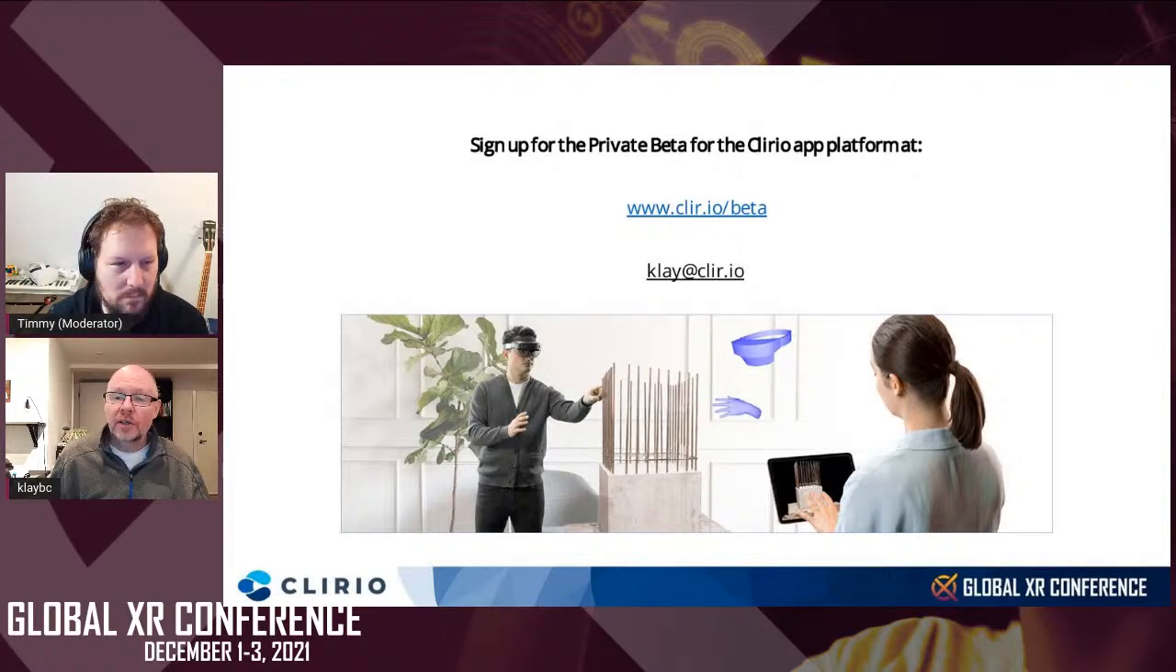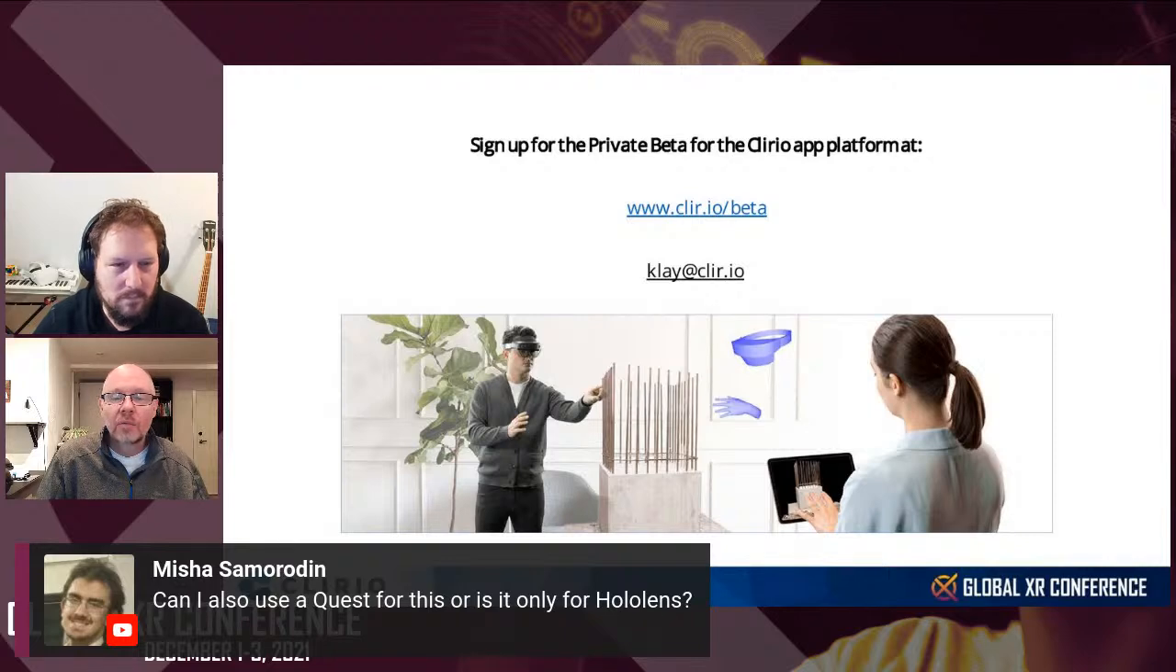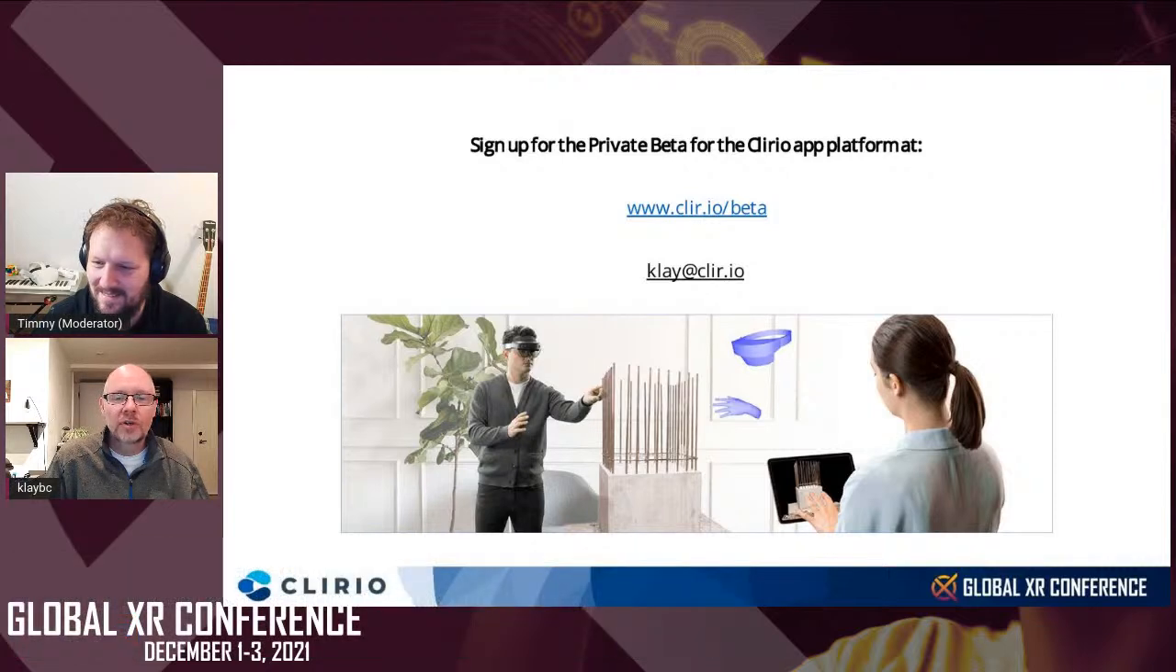Also, Misha, excellent question about the Oculus Quest. We're definitely working on a version of that as we speak. We really recognize the ubiquity of the Oculus Quest versus the HoloLens. The HoloLens is a fantastic piece of hardware, but the reality is that you can buy 10 Oculus Quest units for the price of one HoloLens. That's a reality that we're very aware of. So excellent question, Misha. That is coming soon for sure. We are working on that.